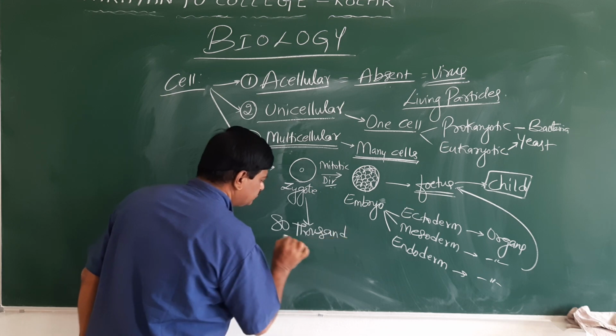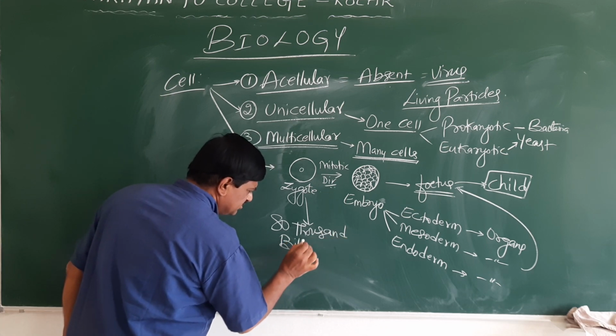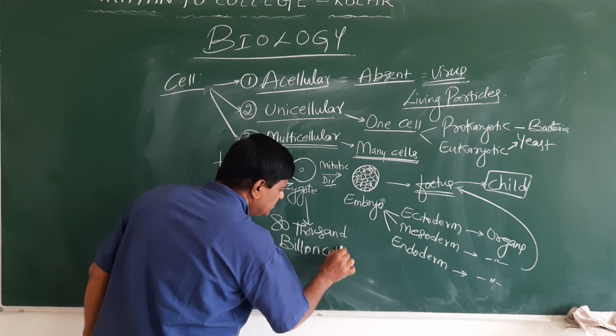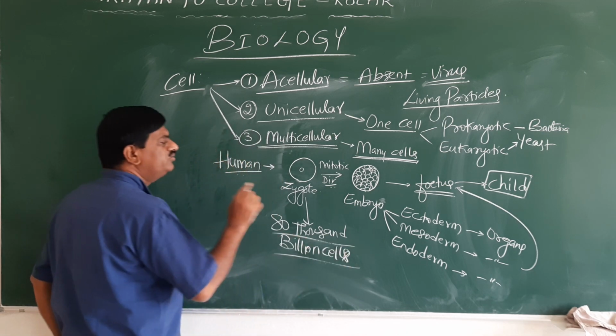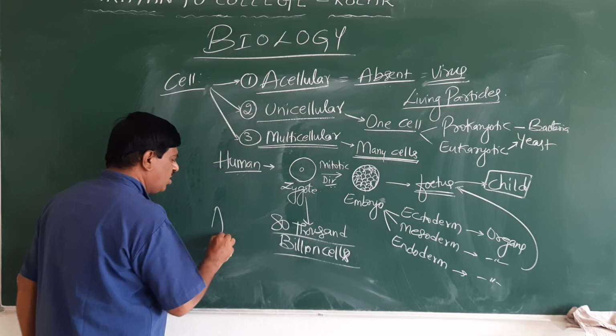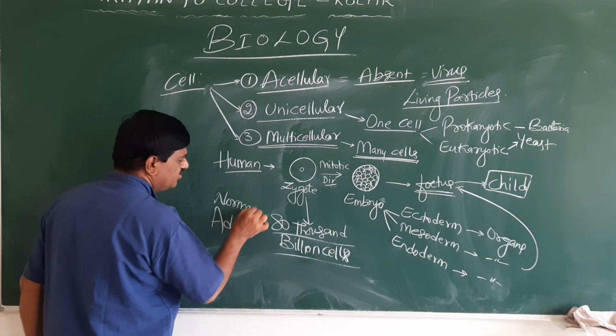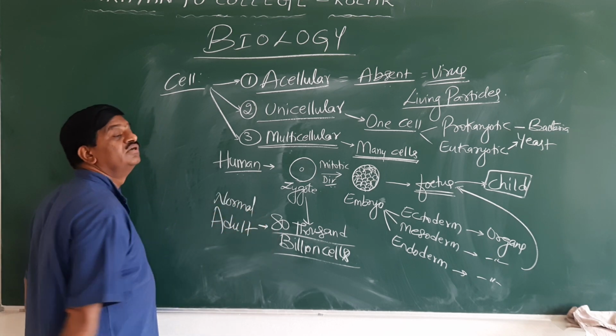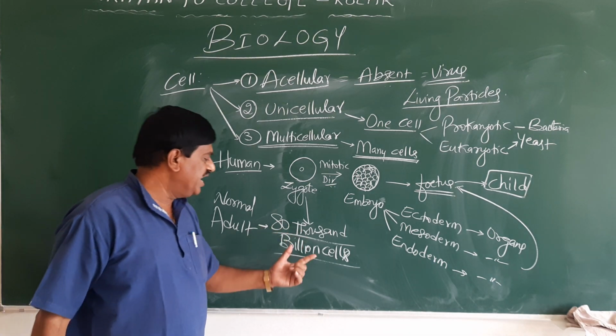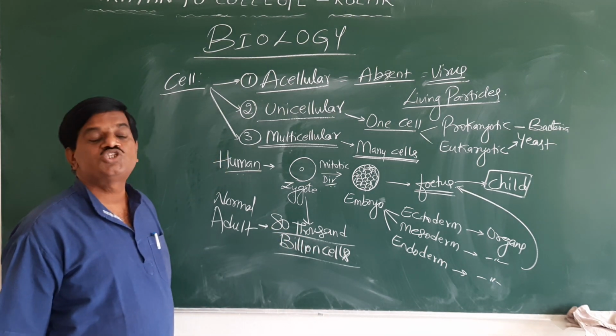80,000 billion cells. Here, a normal adult person has 80,000 billion cells present.